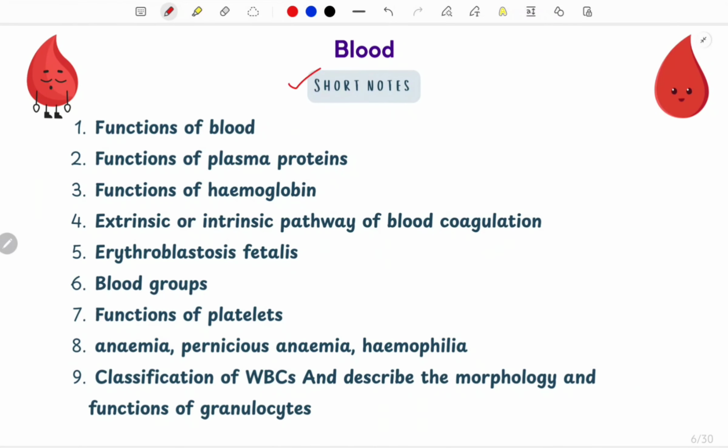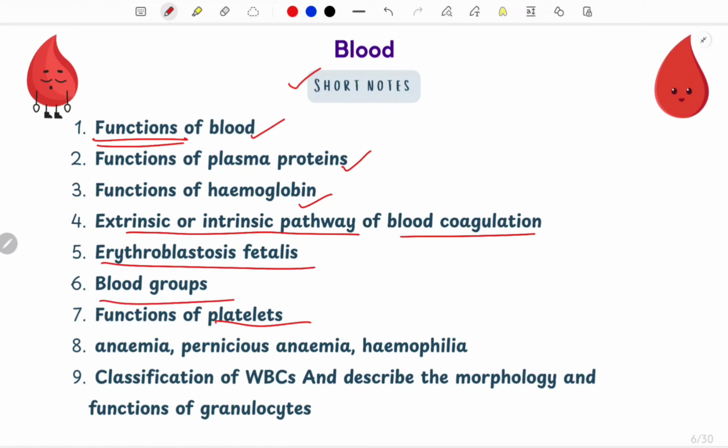Now let's see the short notes for the blood. Okay, these functions, like basically physiology is going to be about functions. So we are expected to know the functions of blood, plasma proteins, hemoglobin, and many other functions like platelets too. And then extrinsic and intrinsic pathway of blood coagulation. Either one of them can be separately asked as a 5-mark question. Erythroblastosis fetalis, blood groups, and about the clinical aspects again here, anemia, pernicious anemia, and hemophilia.